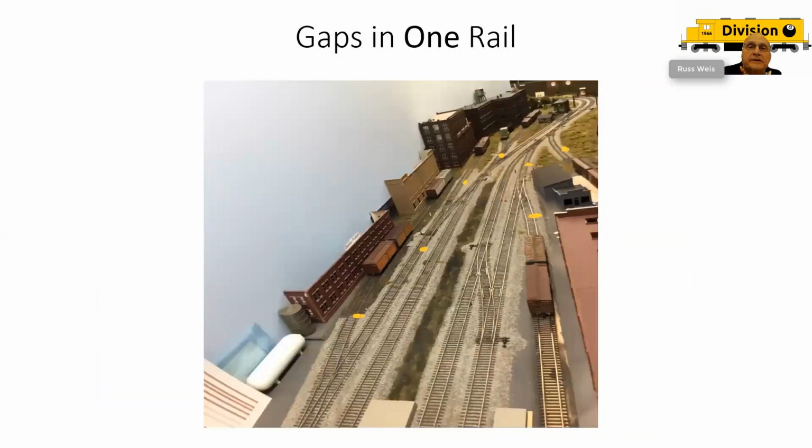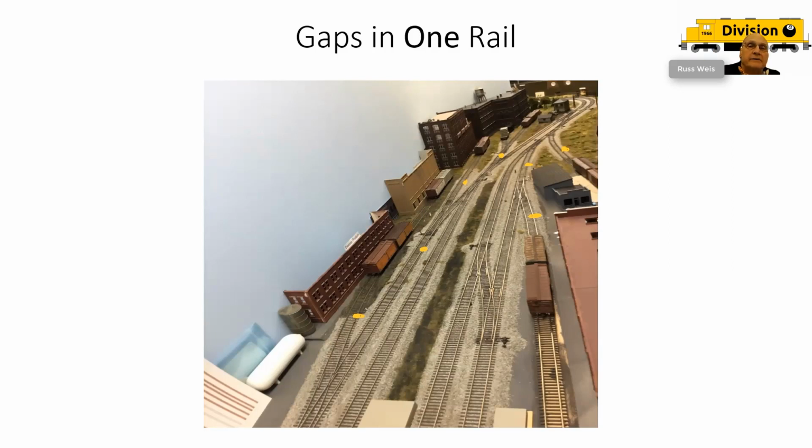Here's Syracuse, same type of deal, that we got to put a gap in here, one over here, one over here, one over here, one over here. Now, of course, what happens on these spurs or sidings when you cut a gap? We lose power. So we're going to have to put one feeder on that rail we just cut. All right, so hence a little bit more wiring.